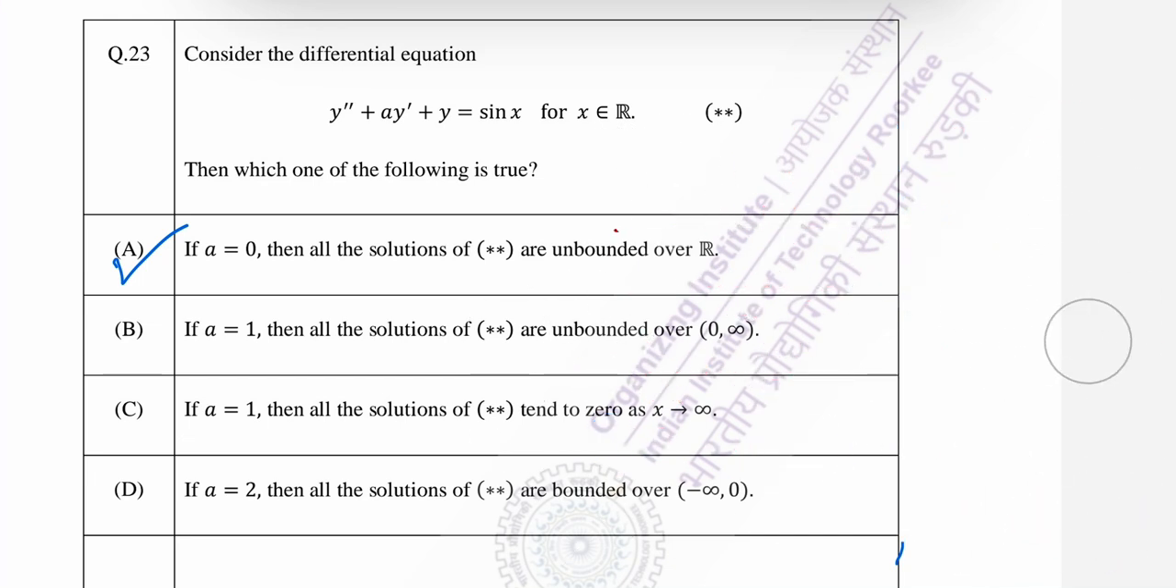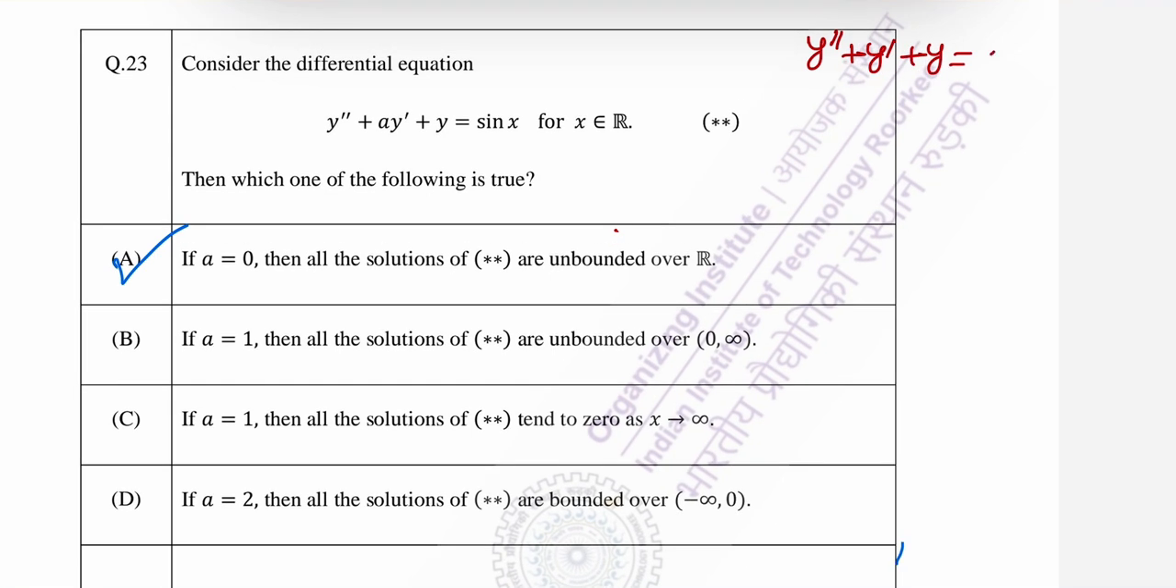I have erased the whole thing. Now in option B you see a equals to 1, so our differential equation will be y double dash plus y dash plus y equals to sin x. To evaluate the CF we take D square plus D plus 1 equals to 0, and here D will be minus 1 plus minus root 3 by 2.